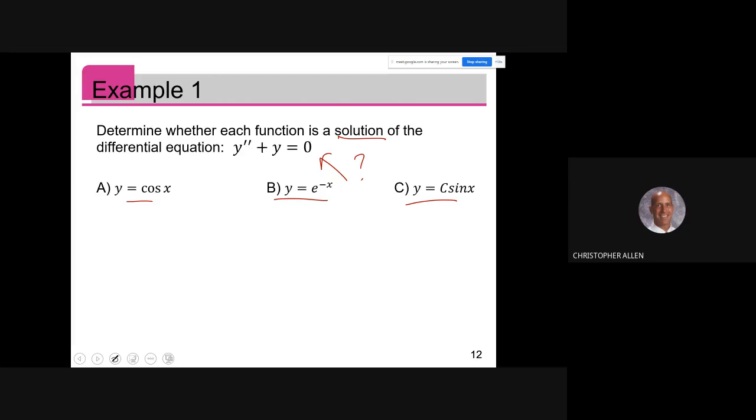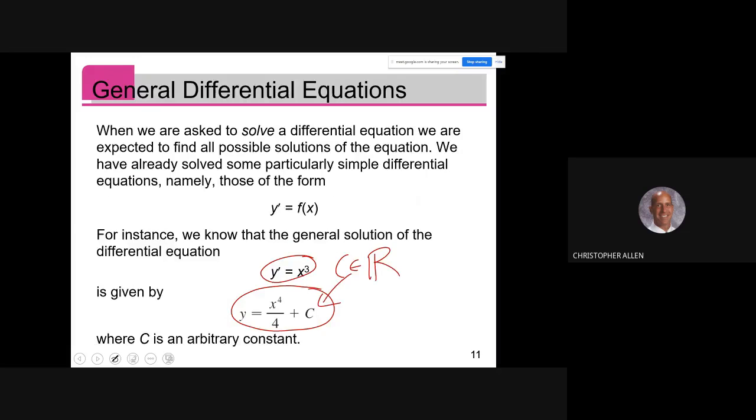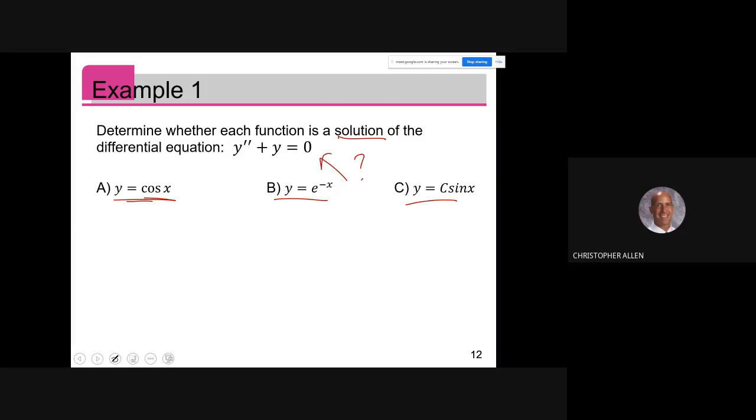So are they solutions for the differential equation? Well, let's see if we can find out if they are. And the way we're going to do that is, again, going back to this slide I talked about right here. A function f is called the solution of the differential equation if, through substitution into the equation, it satisfies the differential equation. So what I'm saying is this. This is y. Y is cosine of x. Y prime would be negative sine of x. Y double prime would be negative cosine of x.